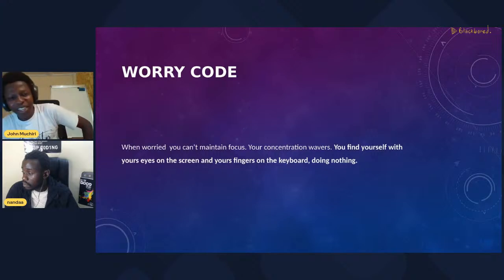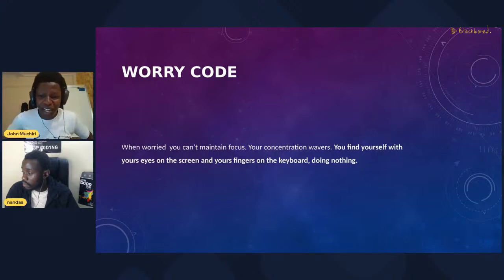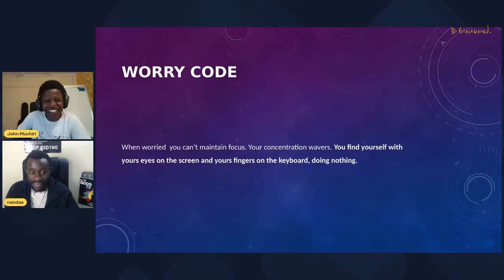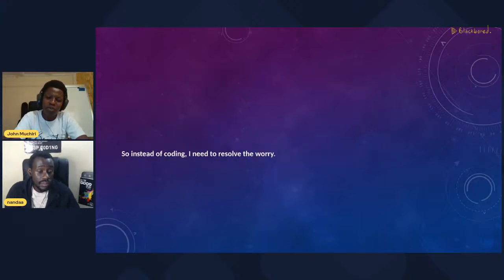Worry code. I talked about this. Don't write code when you're worried, or rather when you are distracted. Don't write code when you're heartbroken. When you're worried, you cannot maintain focus. Your concentration wavers. You find yourself seated there with your eyes on the screen, your fingers on the keyboard, and you're doing nothing. You're just watching. You're just trying to make things work, but they're not working. So when you're worried, it's not the best time to write code.